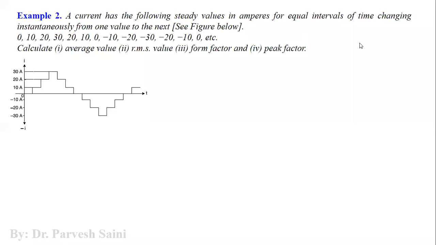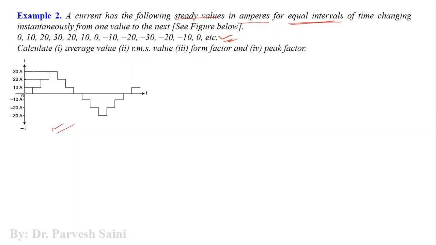Now let us see the second question here. In this question, we have a current which has certain steady values mentioned here, in amperes, at equal intervals of time. These values are 0, 10, 20, 30 ampere, 20, then 10, then 0, and then negative values. If we draw the signal based on these values, the signal will look like this.